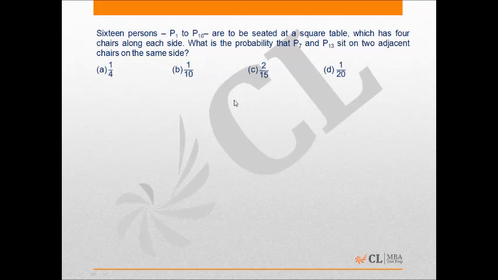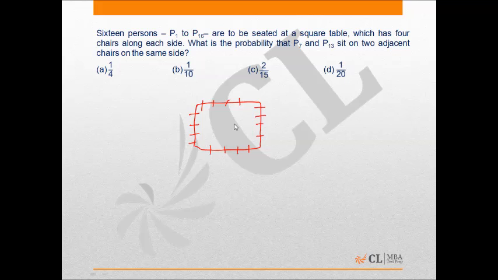Just by having a look at the question, we can say that this is a problem of probability. 16 persons P1 to P16 are seated at a square table which has 4 chairs along each side. So it's like this. What is the probability that P7 and P13 sit on two adjacent chairs on the same side?